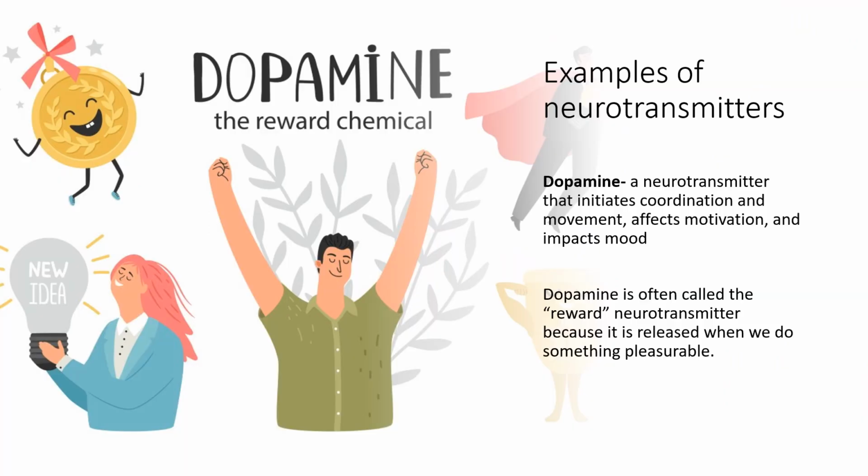Another neurotransmitter that has many different functions is dopamine. You may have heard of dopamine, which is often referred to as the reward chemical, because it is released when we do something pleasurable, and reinforces that behavior by making us feel good. Dopamine affects our motivation and mood, but also helps us coordinate and initiate movement. Too little dopamine can cause depression and lack of motivation, and dopamine dysregulation is often seen in ADHD, or attention deficit hyperactivity disorder.